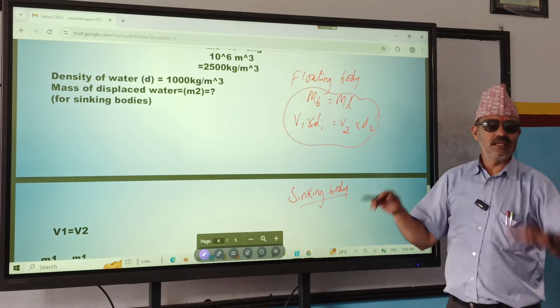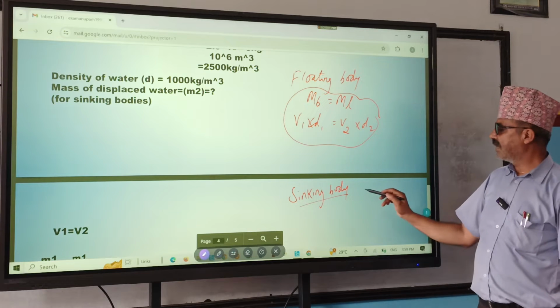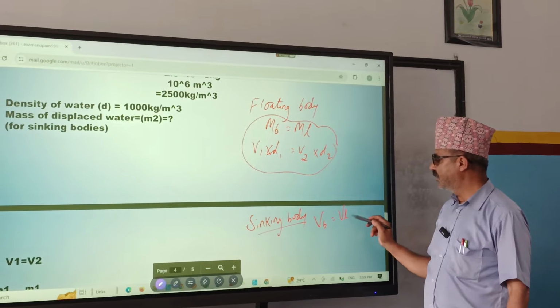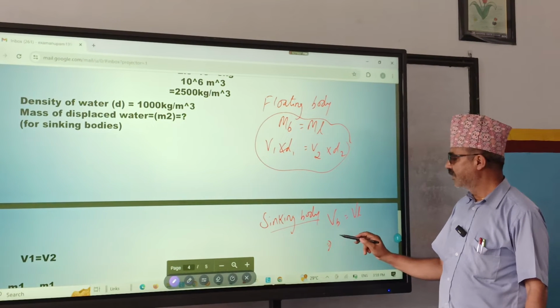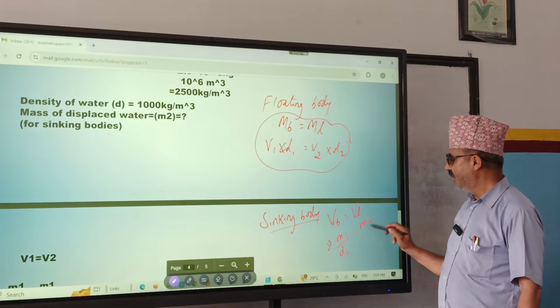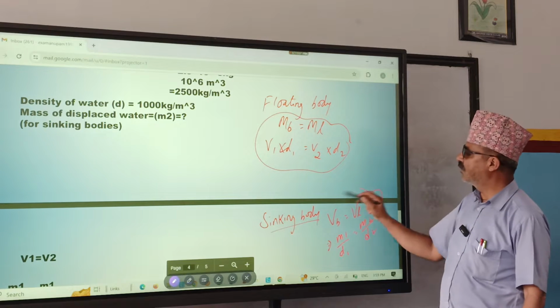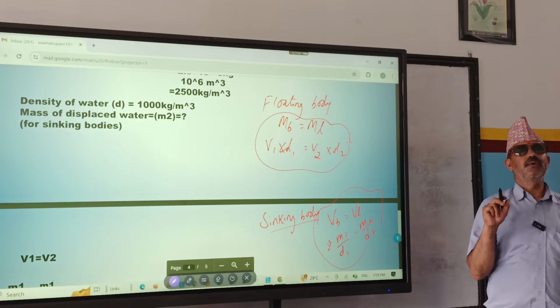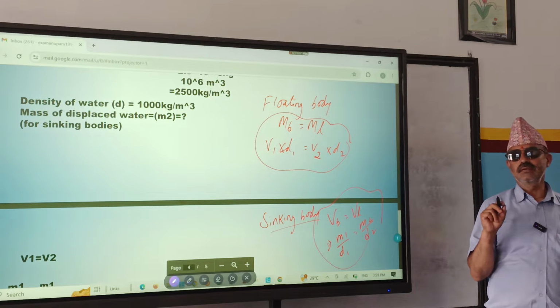But if a body is sinking, going down, at that time, the volume of the body equals the volume of liquid displaced. So here, M1 by D1 equals M2 by D2. This formula you have to set in mind. Understood? Then only you can solve the questions easily, right?